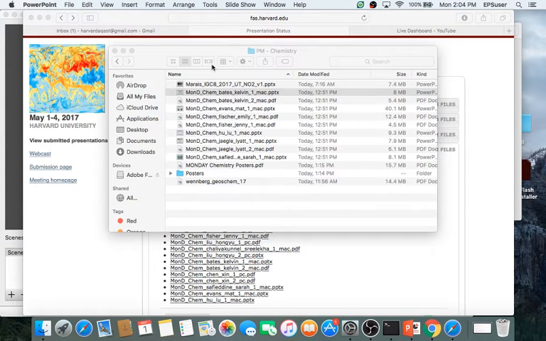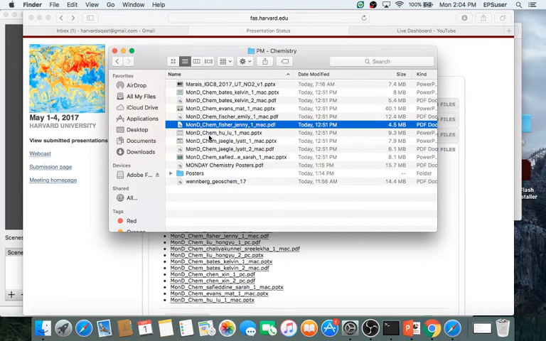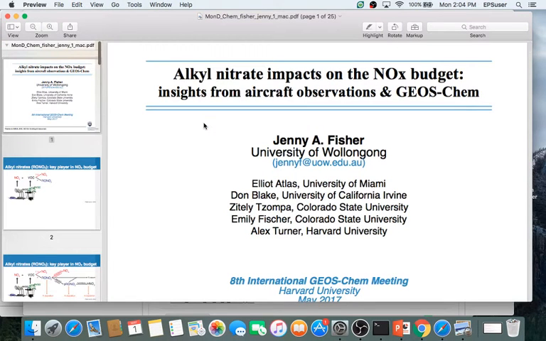So I am curious about whether you've looked at any comparison to observations, and in particular, when you dial up the yield of the isoprene nitrates to 13%, what do you do about the fate of those isoprene nitrates?